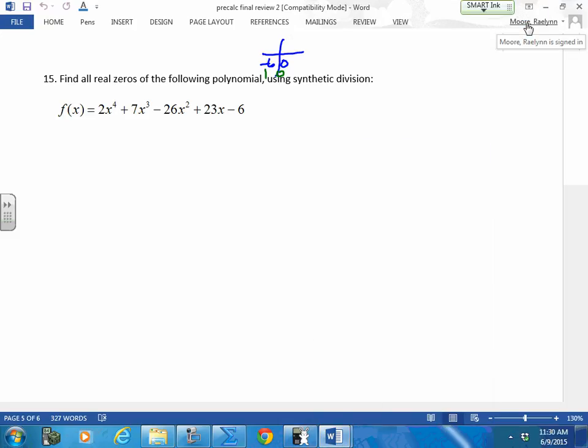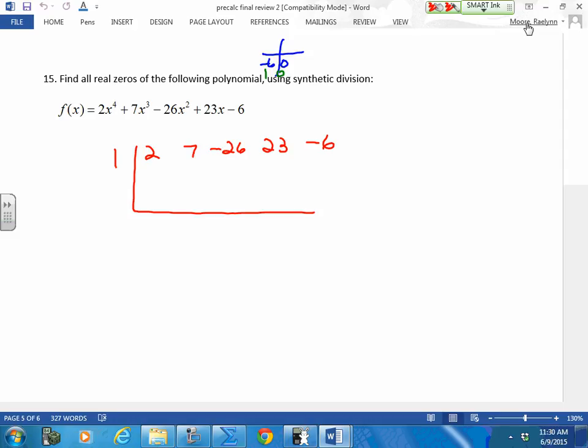So we're going to start dividing this out. Do you want to start with the -6 or do you want to start with the 1? 1? Okay, 1 is out. Pull out all your coefficients. 4, 3, 2, 1, 0. We're going to divide. Regular division. Start with the 2 down here. Multiply to the right, add down.